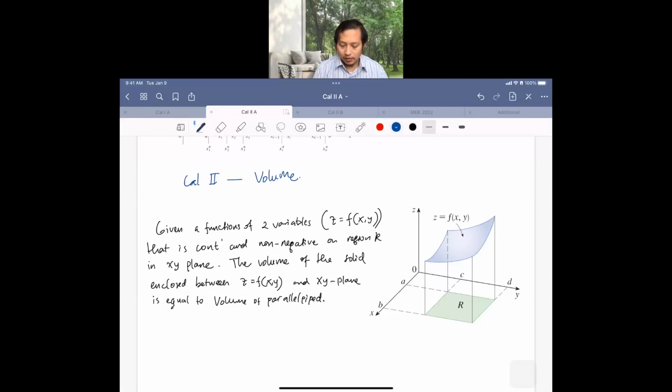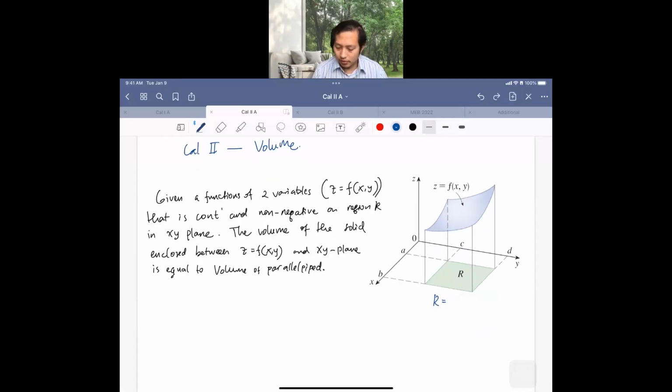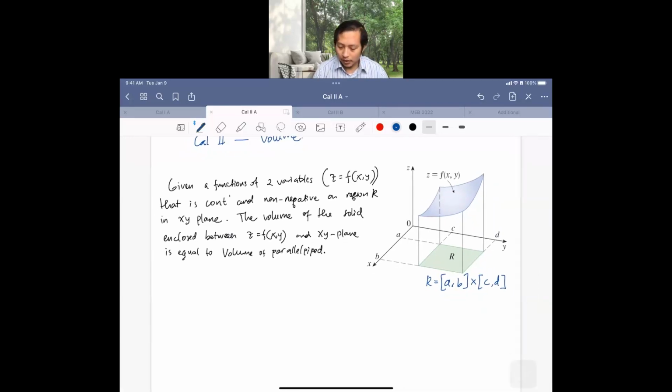And region R means that this is from [a,b] multiplied by [c,d]. A less than or equal to x less than or equal to B, and then C less than or equal to y less than or equal to D.